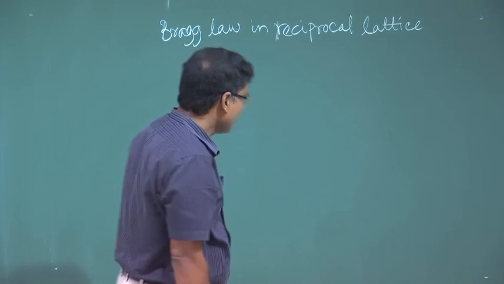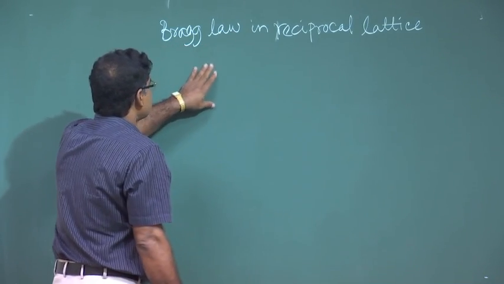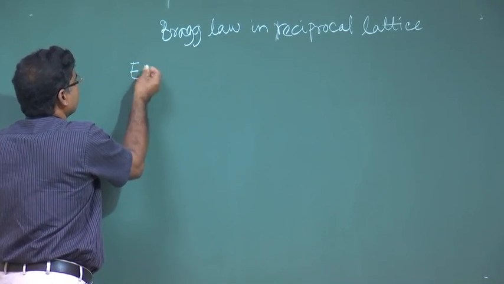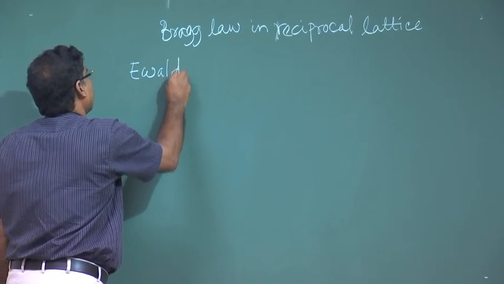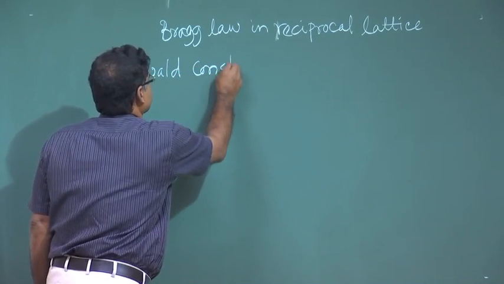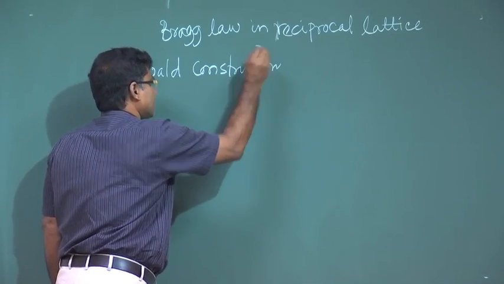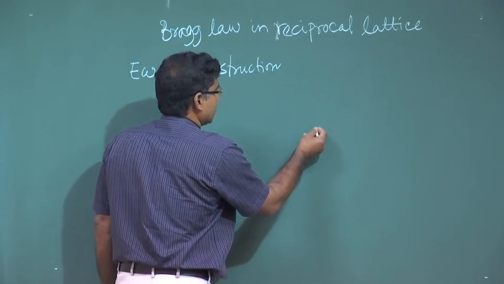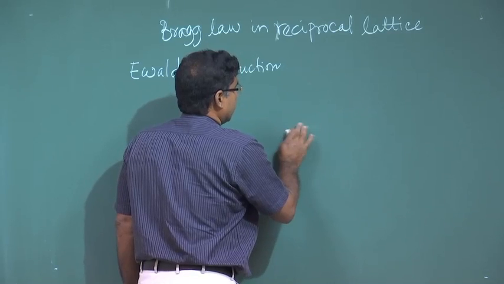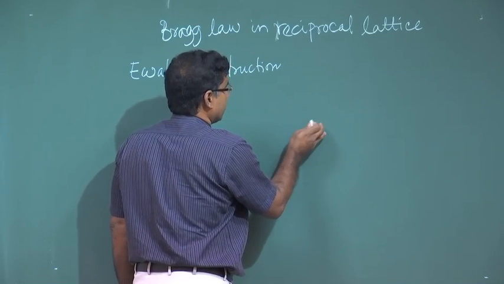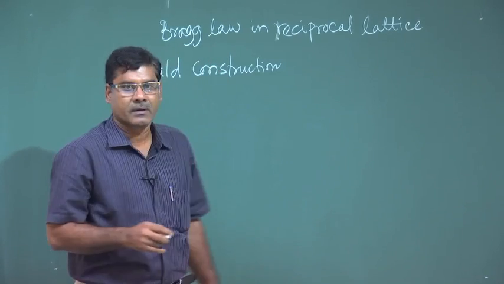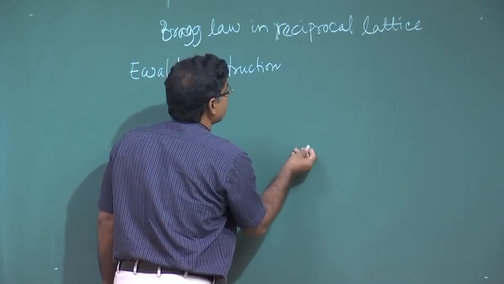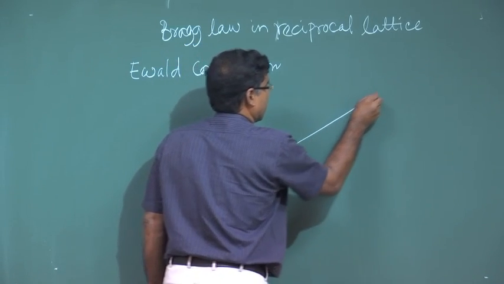So, reciprocal lattice, we have discussed this Ewald construction. So, what was that? If you take a vector along the direction of the incident X-ray, say this is the incident X-ray.